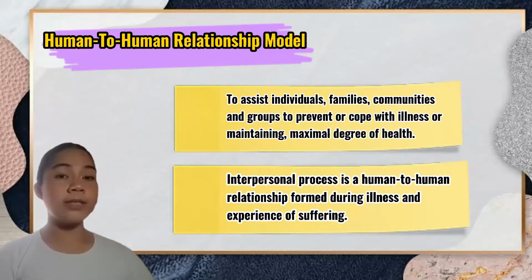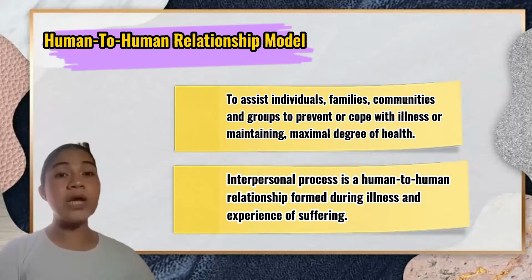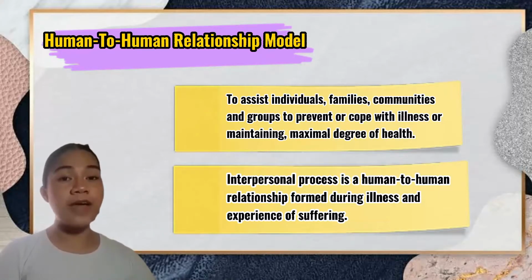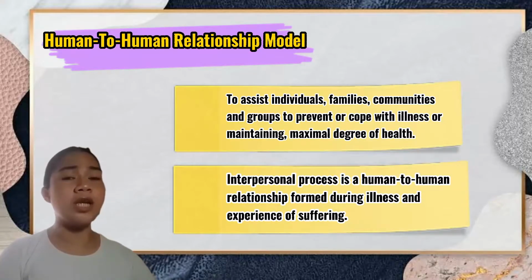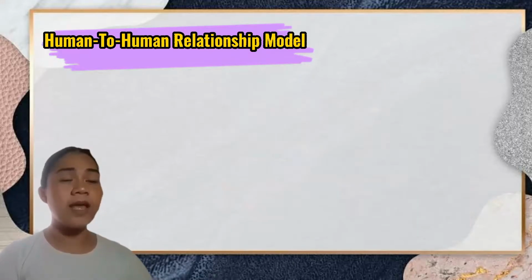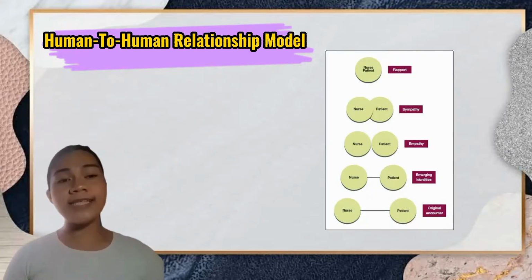Human-to-human relationship model. This model was made to assist individuals, families, communities, and groups to prevent or cope with illness or maintain the maximal degree of health. The interpersonal process is a human-to-human relationship that is formed during illness or experienced suffering. In this diagram, we can see the human-to-human relationship model of Travelbee.